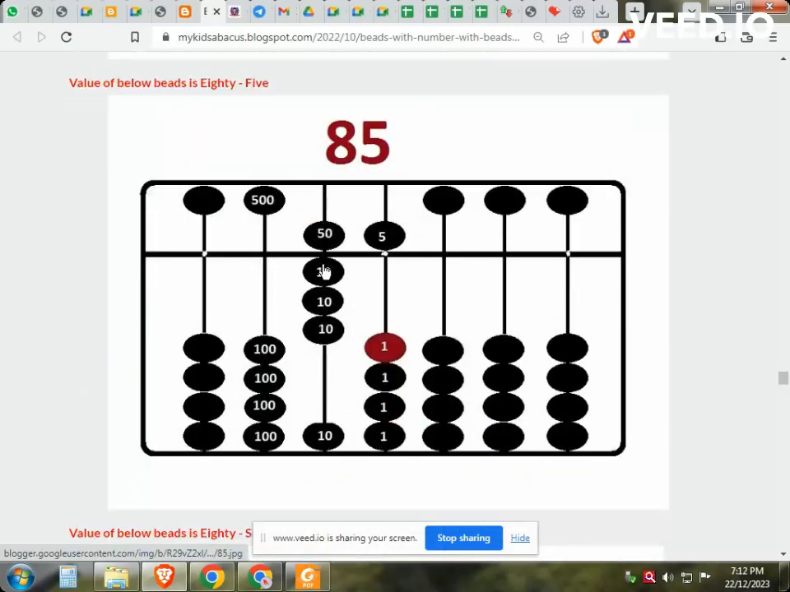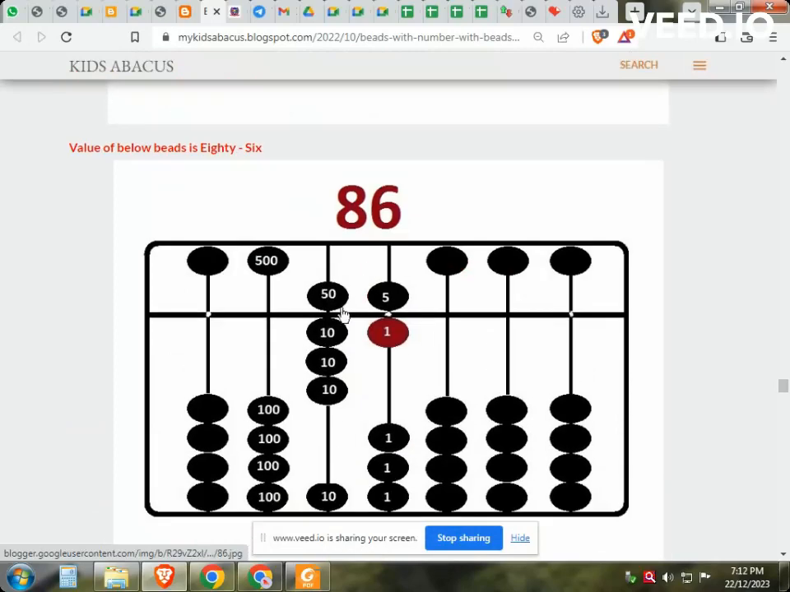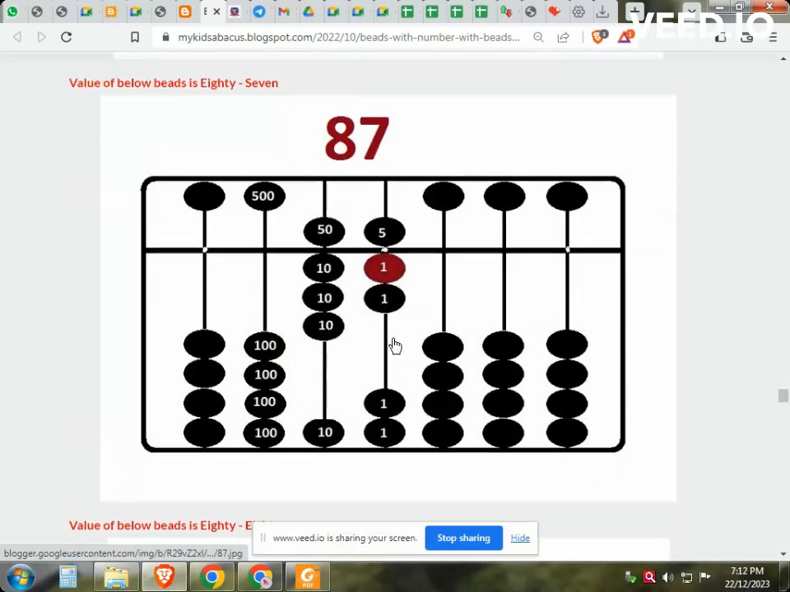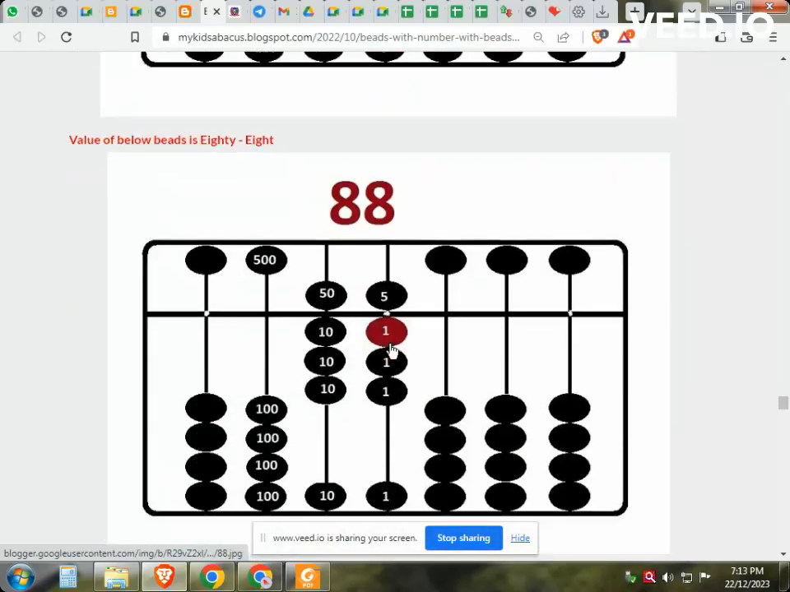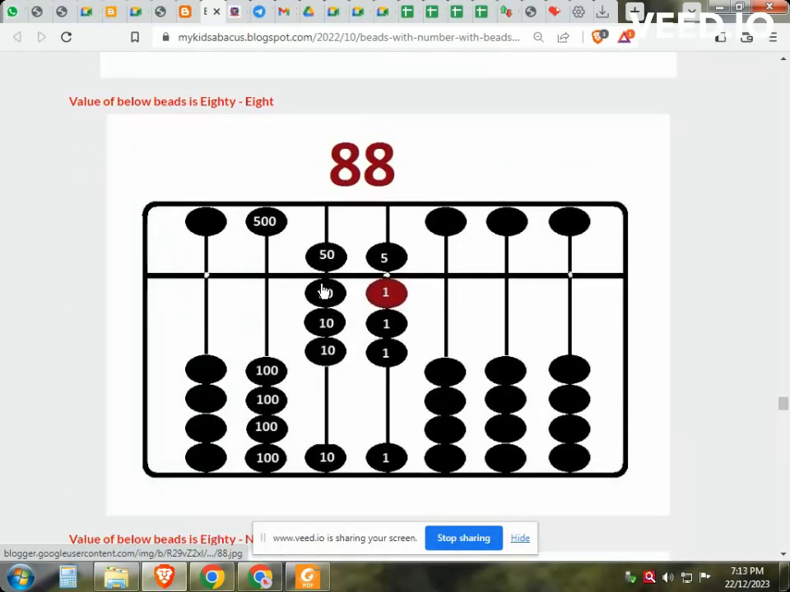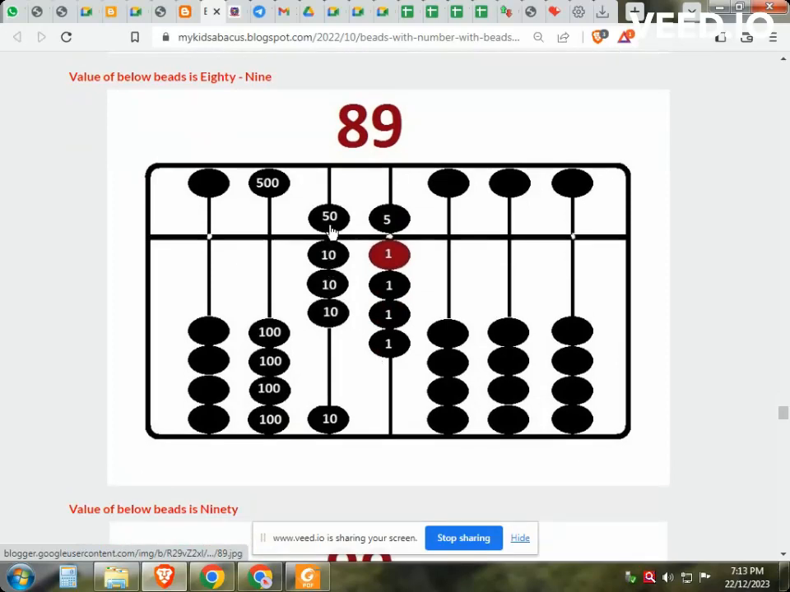This is 85, 50, 60, 70, 80, 85. This is 86, 85, 86. This is 87, 85, 86, 87. This is 88, 85, 86, 87, 88. This is 89, 85, 86, 87, 88, 89.